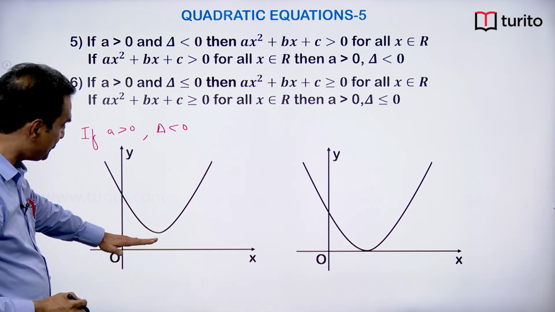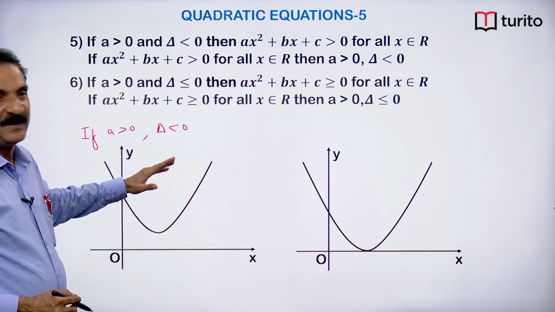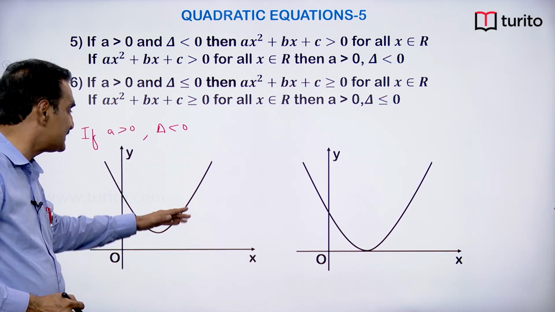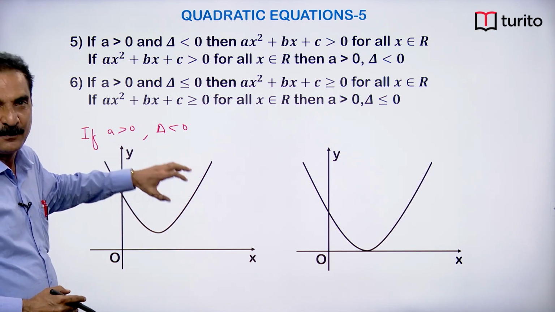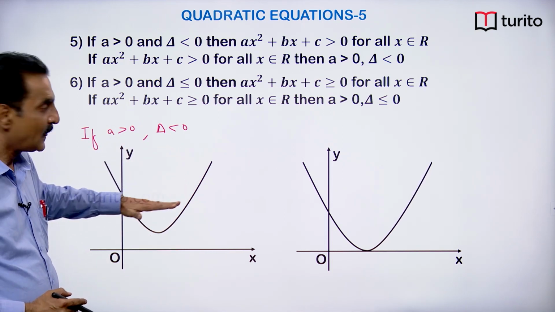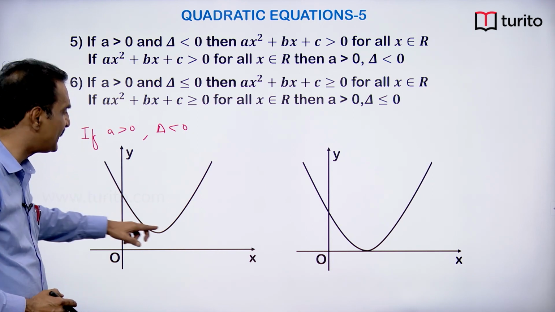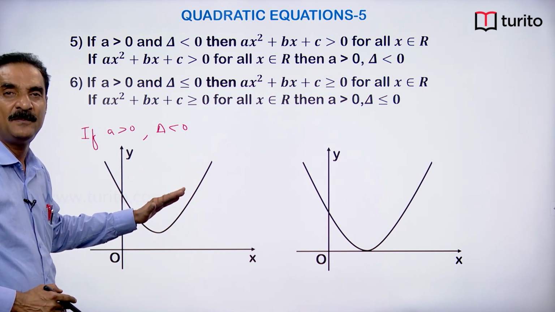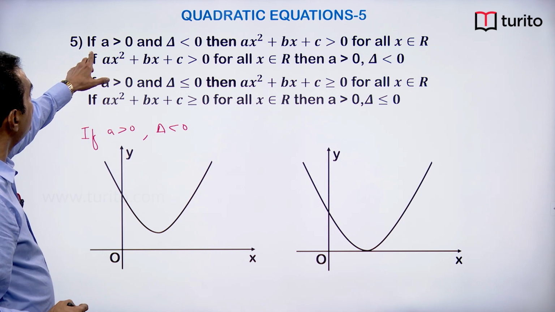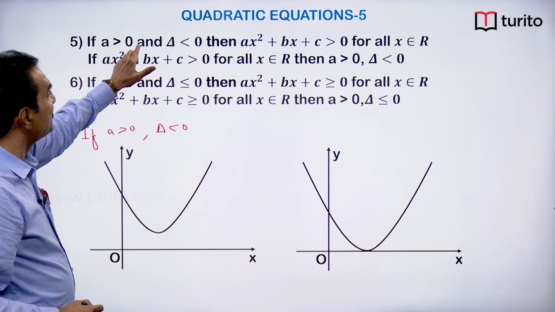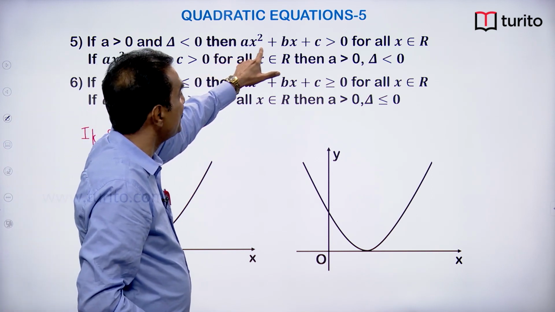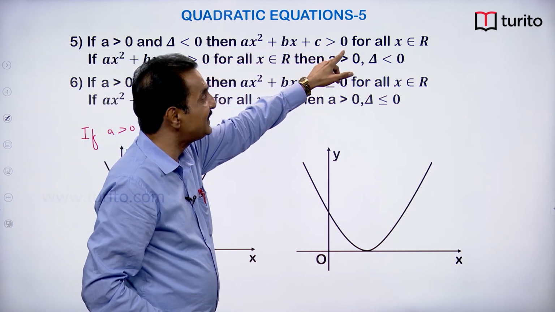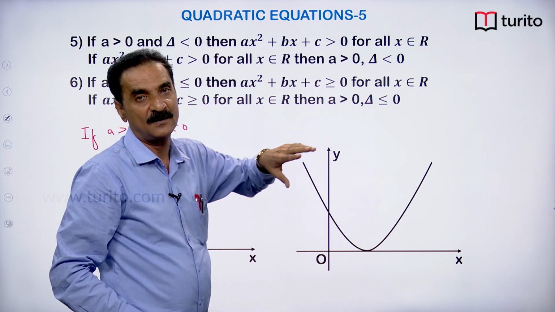Then how is the graph? It is completely above the x-axis, which means the value of y is always positive. All of you know that above the x-axis, for any point, y is positive. So whatever value of x you take, the value of y will be positive. So the same point: if a is greater than 0 and delta is less than 0, then the expression ax square plus bx plus c is greater than 0 for all x belongs to R.